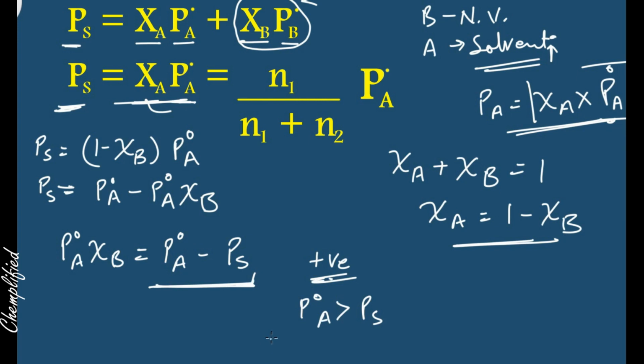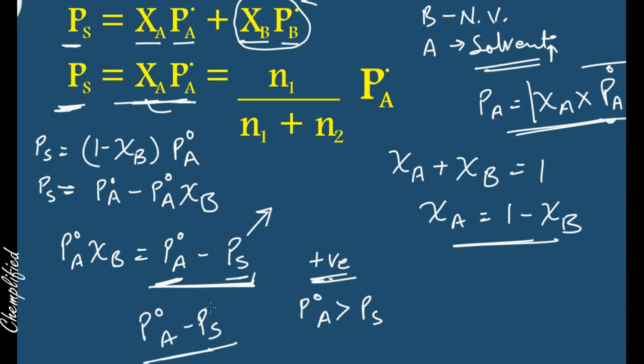Which means, in this case, the pressure of the solution will not increase, because the pure component has a higher vapor pressure than the vapor pressure of the solution. Now this term P naught A minus PS is also known as lowering in vapor pressure, which is one of the colligative properties that we will discuss in the upcoming videos.